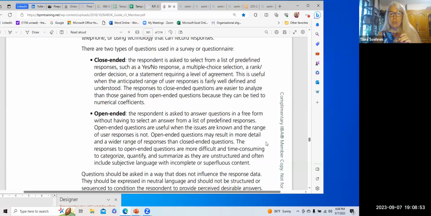Open-ended questions may result in more detail and a wider range of responses than closed-ended questions. You're definitely going to get everything from people doing a one-word answer to people doing 3 paragraphs. It just depends on their personality, how enthusiastic or how aggravated they are about the situation. The responses to open-ended questions are more difficult and time-consuming to categorize, quantify, and summarize because they are unstructured and often include subjective language with incomplete or superfluous content. So let's talk about these two situations.